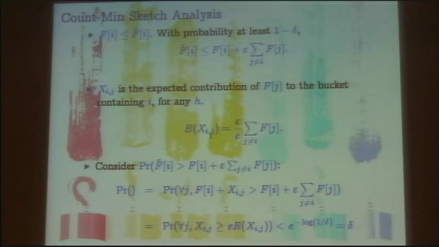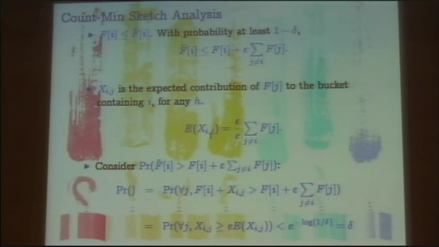Well, it's the contribution of the ith item plus the contribution of the other items. So the probability that it exceeds this quantity would be some constant times the expected value. The expected value we already have is 1 over the number of buckets times the total volume. So if you do a little bit of calculation, you realize that for each hash function, you're going to have some sort of constant probability, 1 over e kind of probability, of this estimate exceeding this upper bound we have.